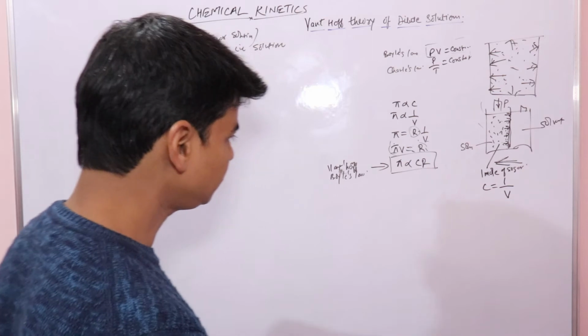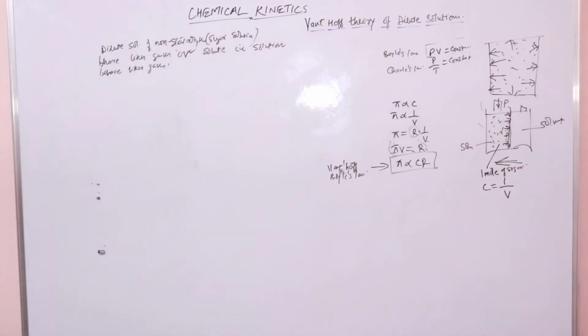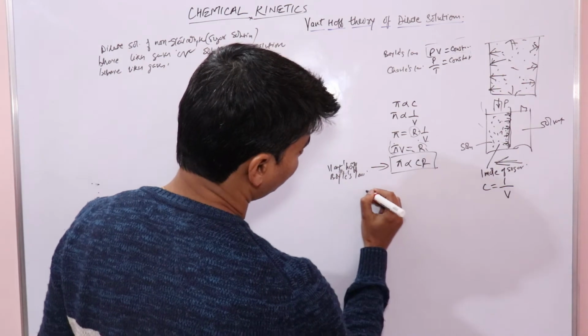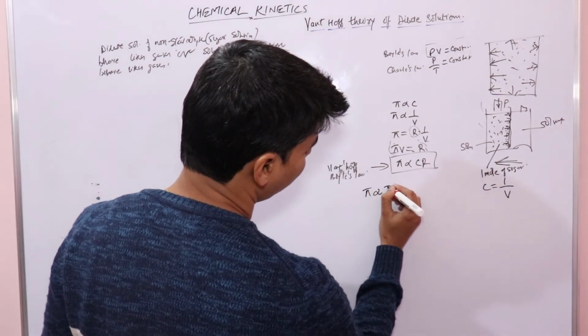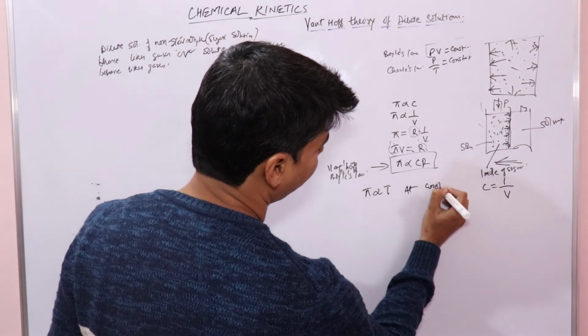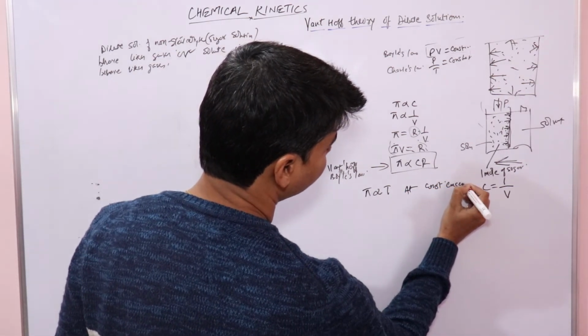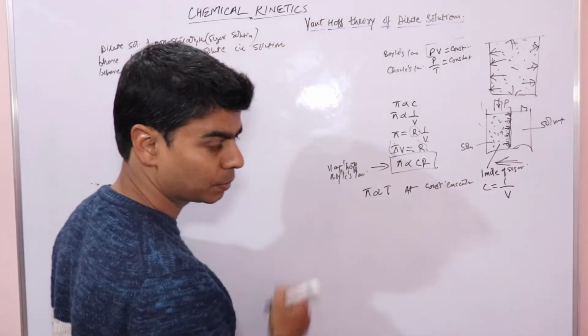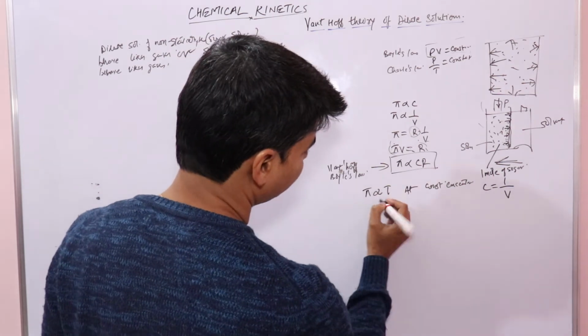Similarly, we now have Van't Hoff Charles law. Van't Hoff Charles law states that, concentration remaining constant, the osmotic pressure of a dilute solution is directly proportional to absolute temperature. Osmotic pressure is directly proportional to absolute temperature at constant concentration.